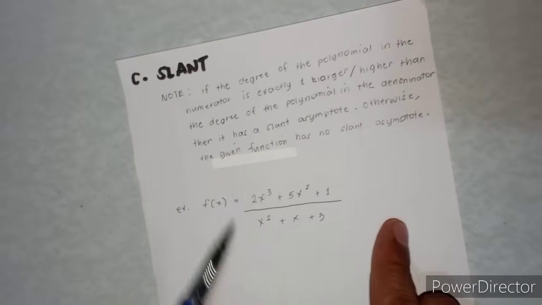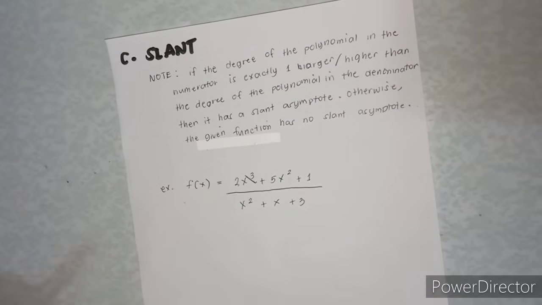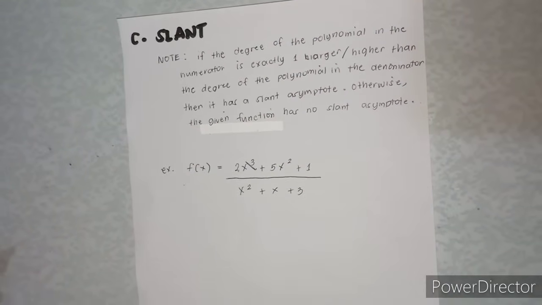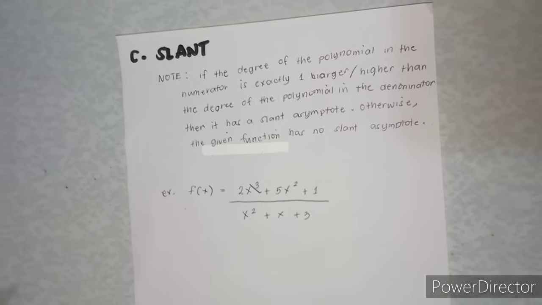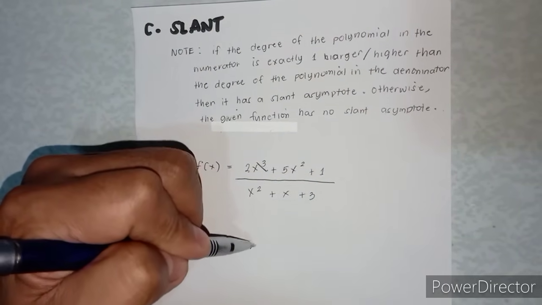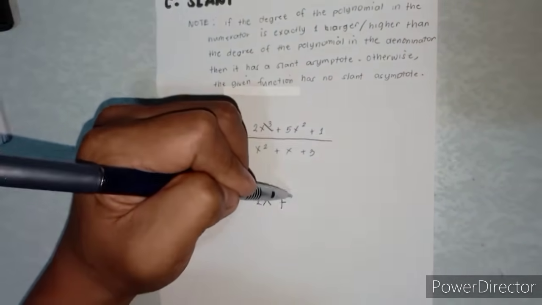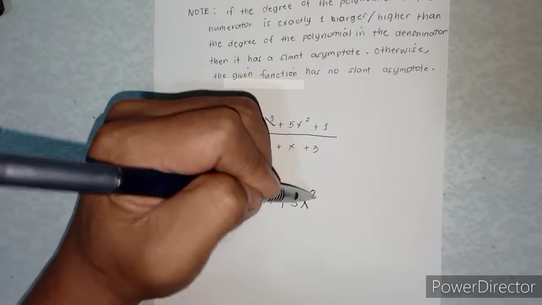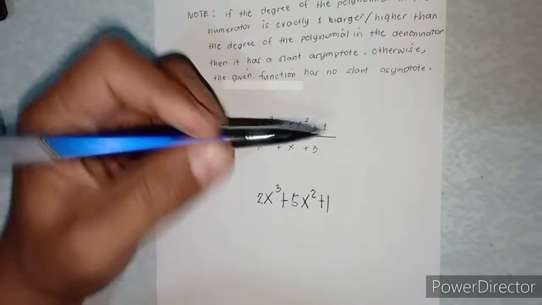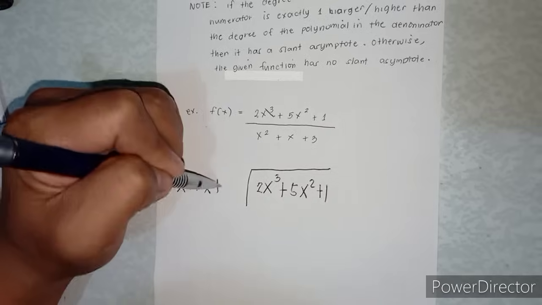Since ito, ma'am, sabi niya, ay mas mataas ng isa ang nasa taas, ibig sabihin, merong sagot. Okay? And because of that, ang gagamitin natin ay long division. You can always do synthetic division, pero mas gusto namin yung long division. 2x cubed plus 5x squared plus 1 divided by x squared plus x plus 3.